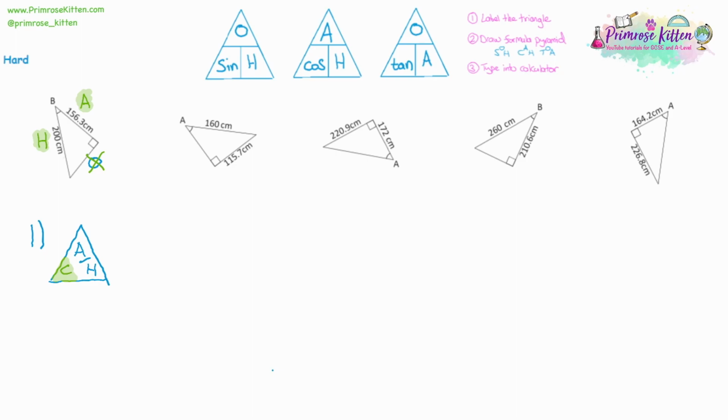On the calculator, we're going to type in cos to the power of -1. A bracket will open, and we're going to have 156.3 divided by 200. The adjacent divided by the hypotenuse. And the answer should be 38.6 degrees to 1 decimal place.